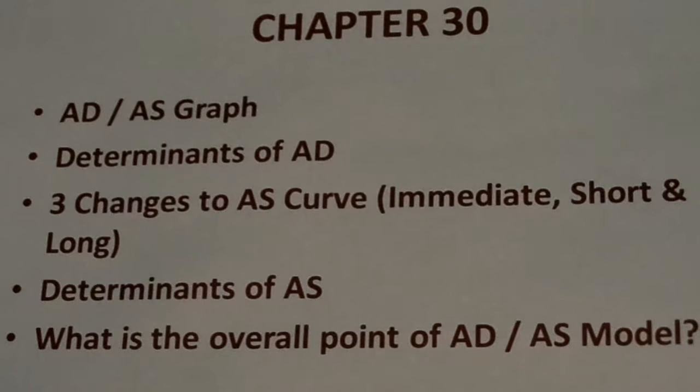You need to know the determinants of aggregate supply. And also, what's the overall point of the aggregate demand, aggregate supply model? And remember, the overall point is that in the long run, producers will produce anything that consumers want in whatever amounts they want, as long as consumers are willing to pay a reasonable price.